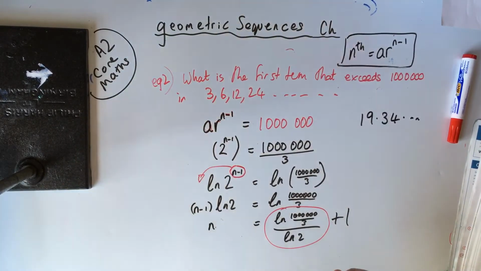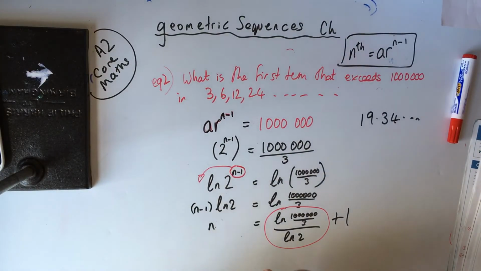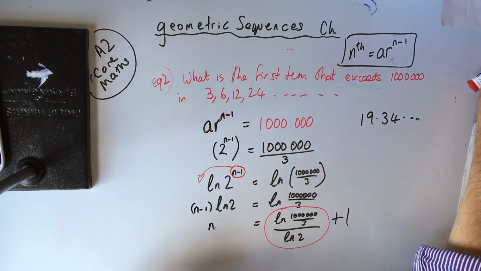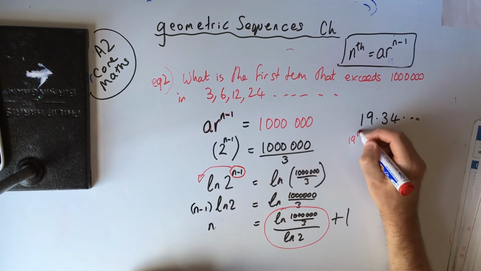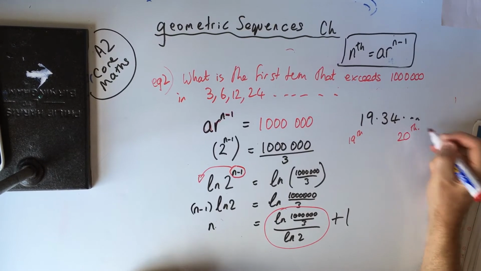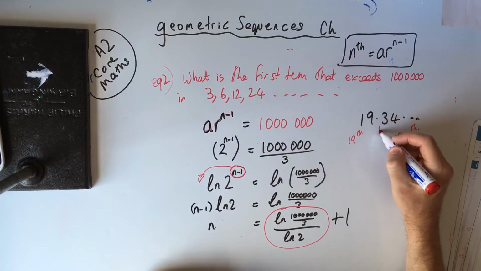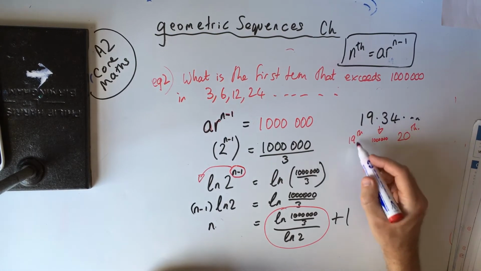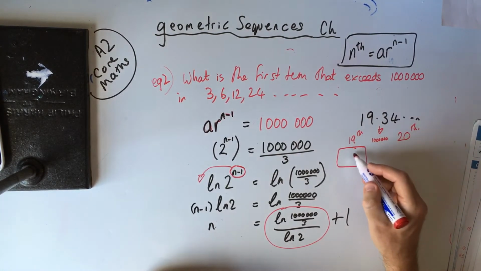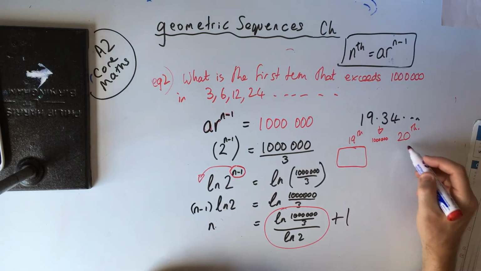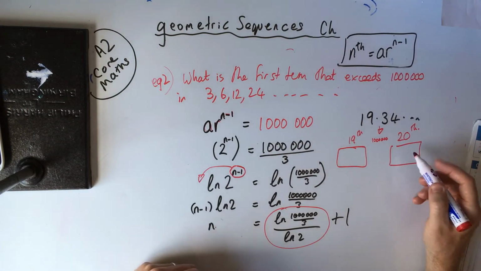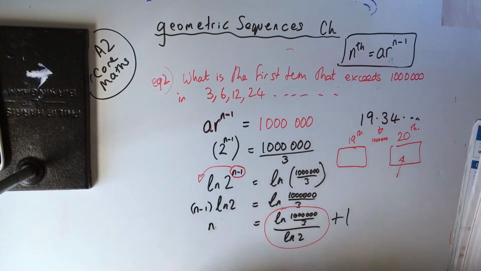So that's the term number, and of course there isn't such a thing as a 19.34th term. It's either the 19th term or the 20th term. Now the 19.34th term gives us that million. So in other words, the 19th term is going to give us a term that is just a bit less than 1,000,000, and the 20th term is going to give us a term that is more than 1,000,000. That's the first one that exceeds 1,000,000.